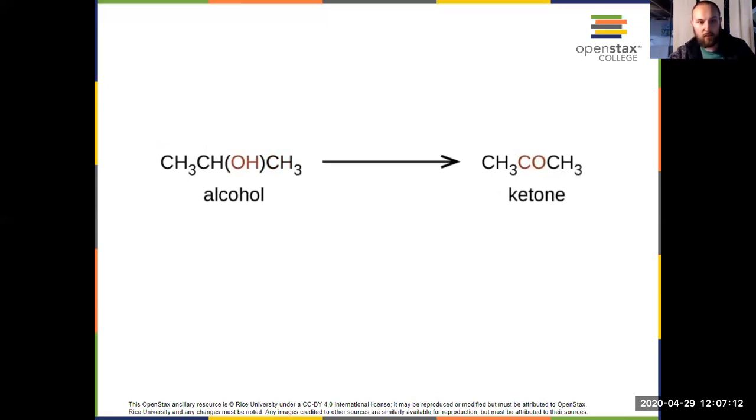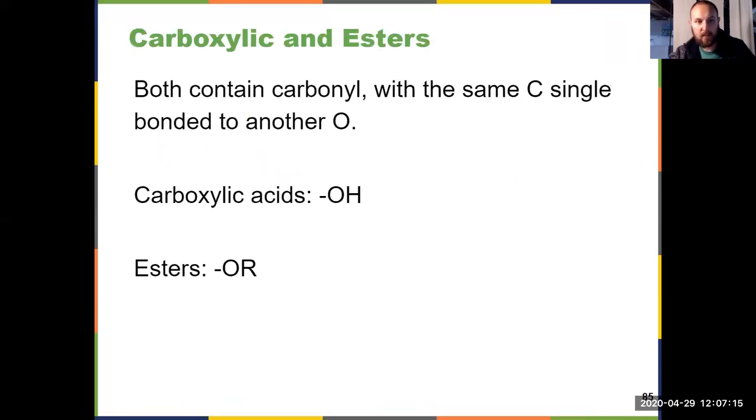Two other functional groups that have that carbonyl, C double bond O, are carboxylic acids, that's missing from the title up here, and esters. Carboxylic acids have the C double bond O and then an OH, and esters have a C double bond O and then an OR. So that's what I was alluding to before. An OH on its own is an alcohol, but if that OH is next to a carbonyl, it's a carboxylic acid.